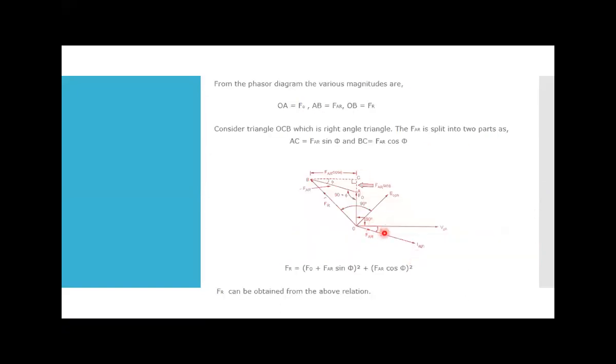Now my FAR has two components, one is FAR sin phi, another one is FAR cos phi. So we have to consider this cos phi, and then we take the resultant. You can see here OA is FO, AB is FAR, and OB is FR. Now consider triangle OCB. Out of this, FAR is split into two parts. One is AC, which is FAR sin phi, and another one is BC, which is FAR cos phi. So we have to do the vector sum. FR is equal to the square root of (FO plus FAR sin phi) whole square plus (FAR cos phi) whole square. So this is the vector sum.